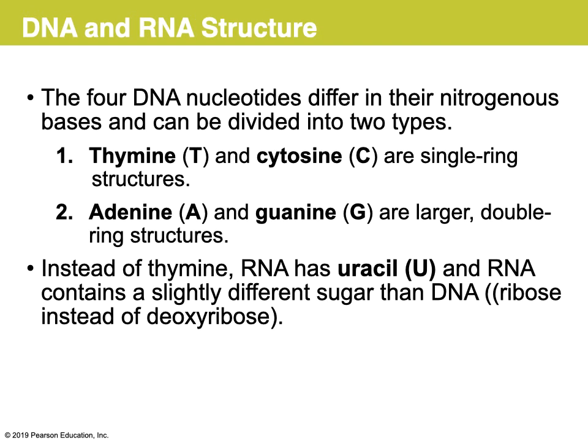Okay, so again, some of this is repeating from earlier in the semester, but the 4 DNA nucleotides differ in the nitrogenous bases, right? So the sugar and phosphate parts are the same, and again divided into 2 forms. Thymine and cytosine are single ring structures. Adenine and guanine are larger double ring structures. And again, if you're talking about RNA, you're substituting uracil for thymine. Also, the RNA sugar is ribose instead of deoxyribose.